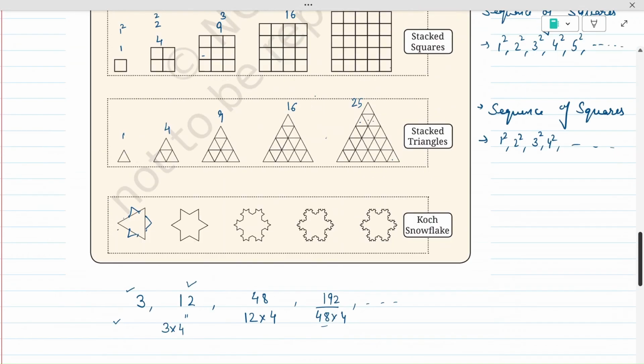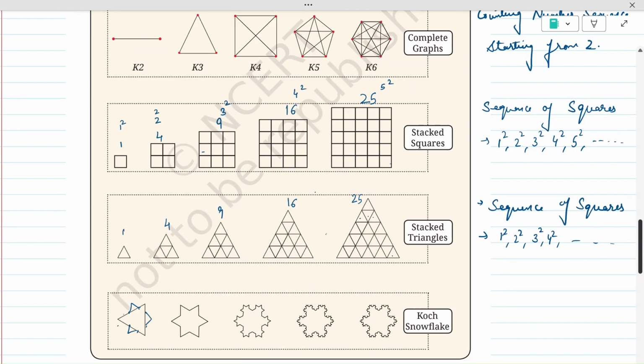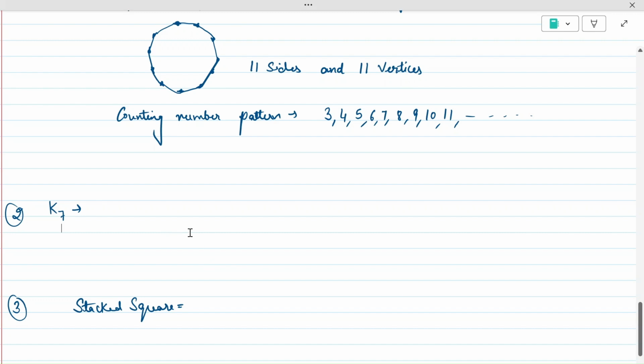So in complete graphs, if we see here, we have made till a 6-point graph. Now the next will be a 7-point graph, right? So let us start creating this. Again, for the 7-point polygon, which we'll have to create to make a complete graph, we can make use of a circle like what we did earlier. So I'm using a circle and I'm marking 7 points. 1, 2, 3, 4, 5, 6 and 7.